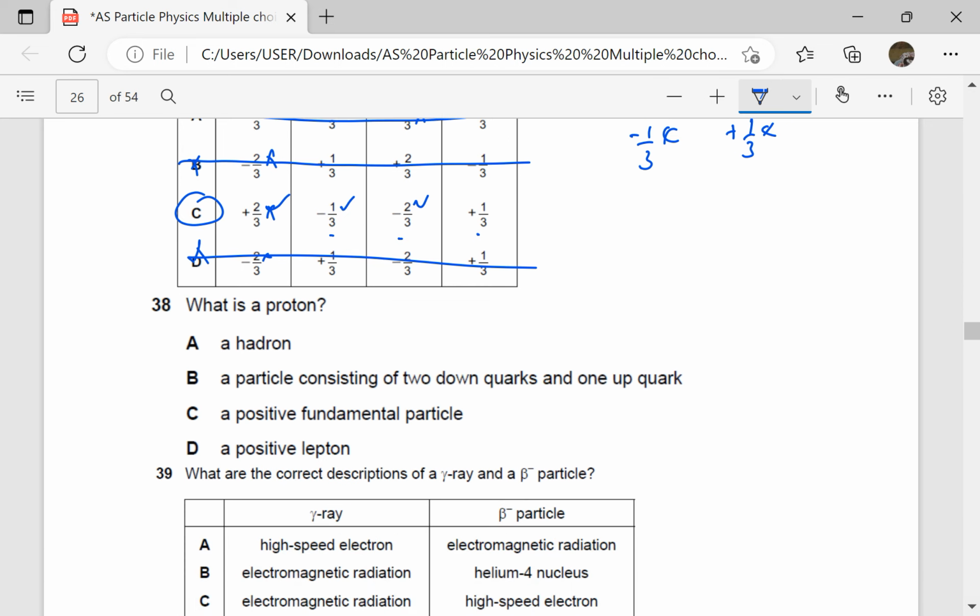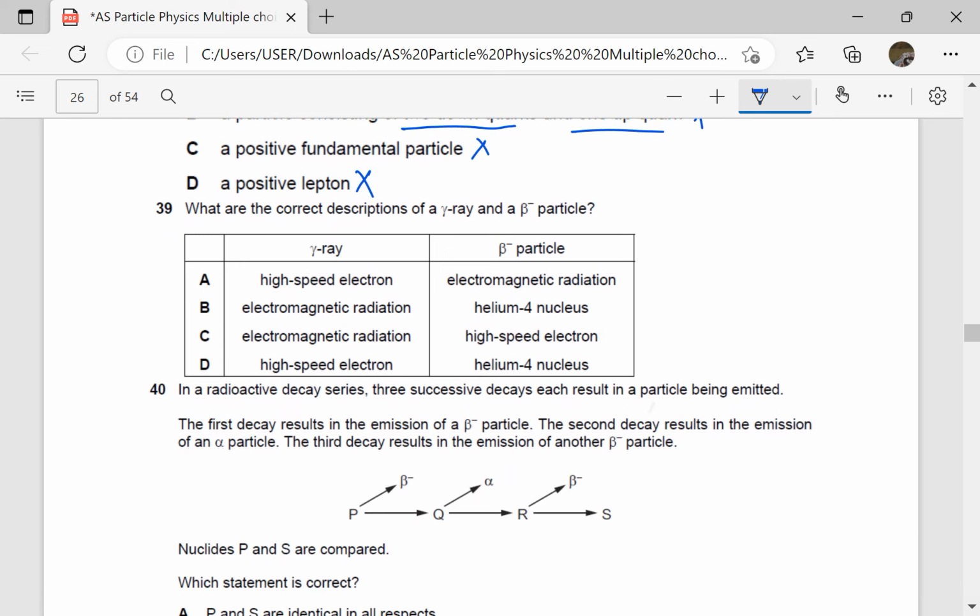What is a proton? A hadron? A particle consisting of two down quarks and one up quark? A positive fundamental particle, that is automatically not correct. A positive lepton, that is not correct. A particle consisting of two down quarks and one up quark, that is not correct. A proton has two up quarks and one down quark, so the answer is a hadron. It is made up of quarks.